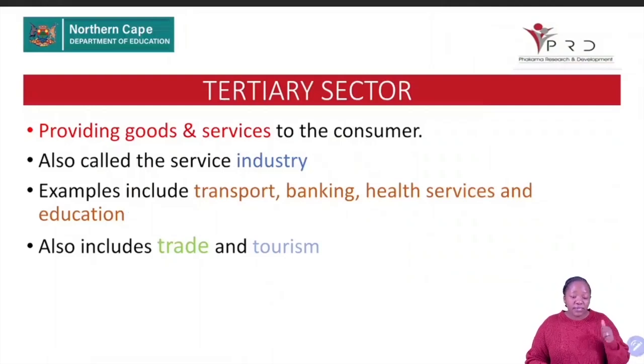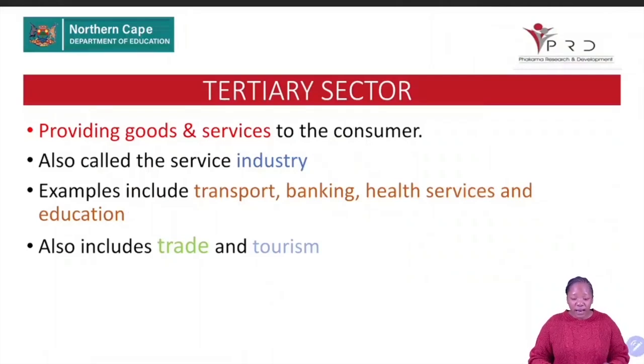So it provides goods, not only goods, also services to the consumer, and it is called a service industry. Why service industry? Because all the services are provided in this sector. And for examples, you must know, as long as it provides a service. You go to the doctor, you will get a service. You go to the restaurant, you will get a service. You go to the movies, you will get a service. So as long as it provides a service, it belongs to the tertiary sector.